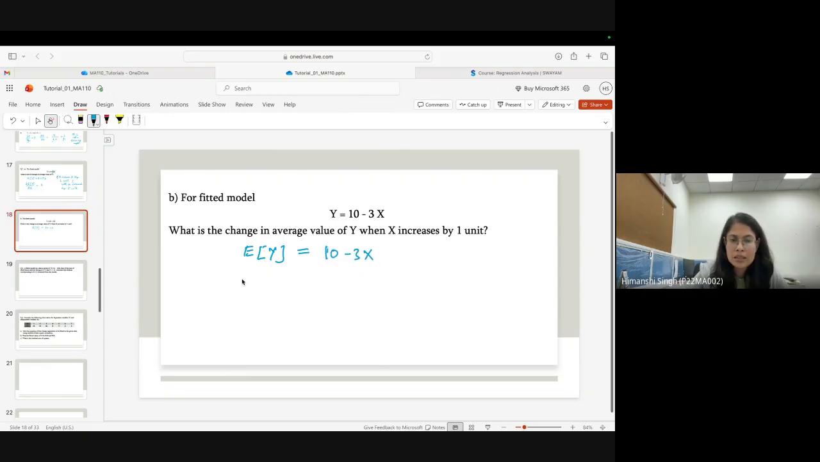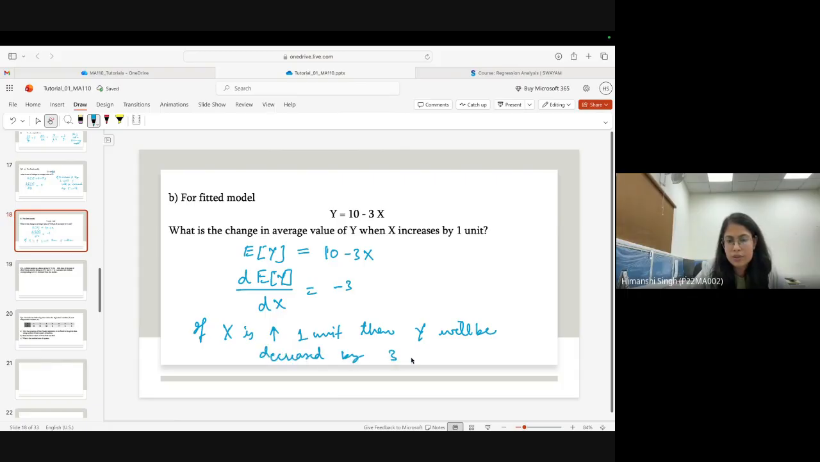Now what will be the change? The derivative of this with respect to x will be minus 3. So basically it is decreasing. It says that if I increase the value of x, the average value of y will be decreased. Here it will be decreased by 3 units because the rate of change is negative 3. So if x is increased by 1 unit, then y will be decreased by 3 units, or I can say the average value of y.